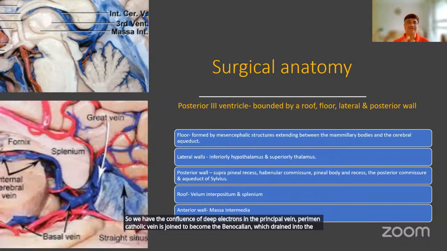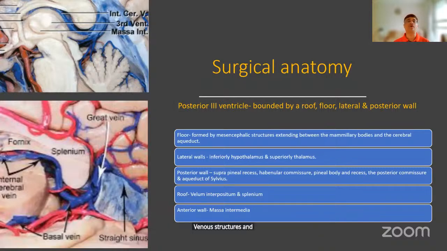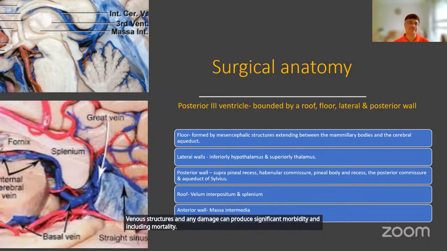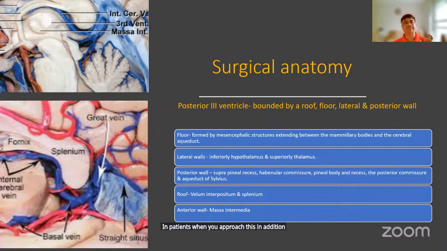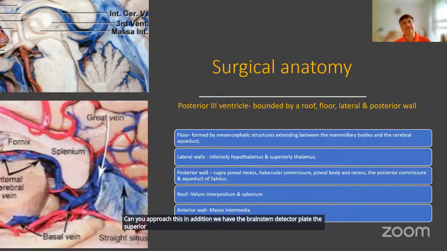So that is the main challenge. Most of these tumors, we have to work around these venous structures, and any damage can produce significant morbidity, including mortality, in patients when you approach these. In addition, we have the brainstem, the tectal plate, the superior cerebellar vermis, and superiorly the corpus callosum splenium, which is one of the most important structures among the entire corpus callosum.